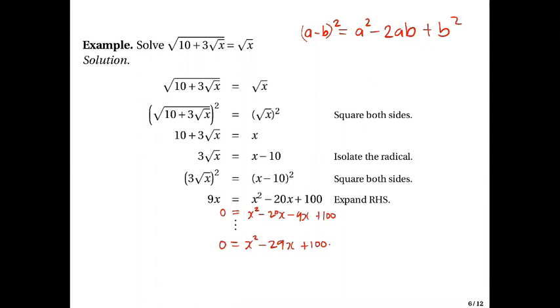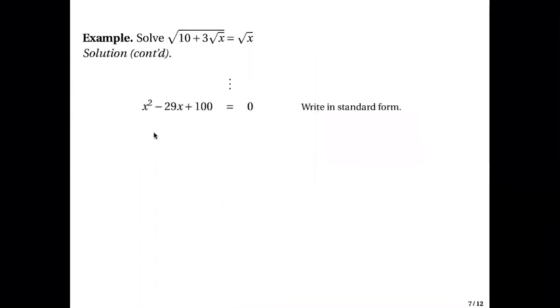And then we move to the next step. So I already wrote that step here. So you got x squared minus 29x plus 100 equals 0. And let us practice factoring here.